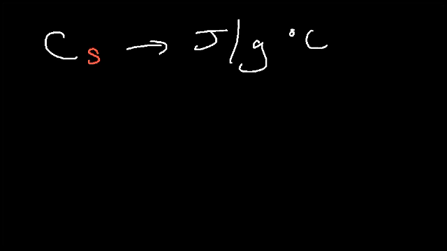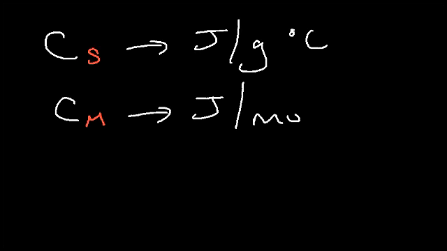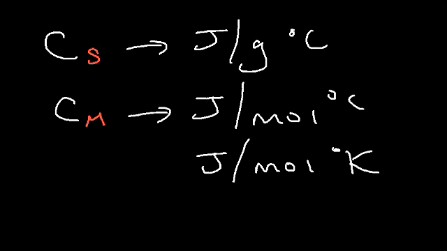Now we said that the specific heat capacity has the units joules per gram per Celsius. There's another one that you need to be familiar with, and that is the molar heat capacity. The molar heat capacity has units joules per mole per Celsius, or it could be joules per mole per Kelvin. So just pay attention to the units, and you can tell if you need to convert the unit from one unit to another.